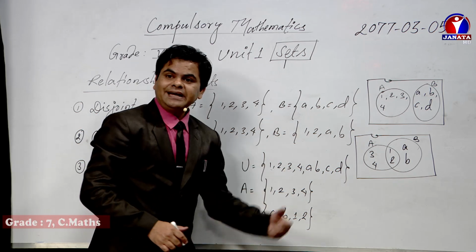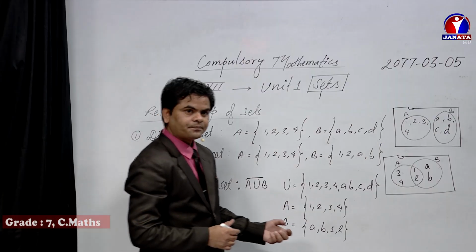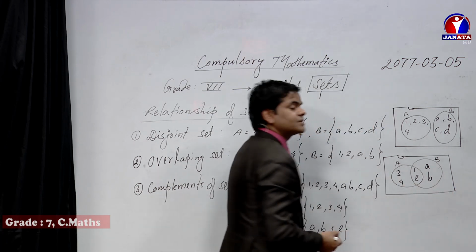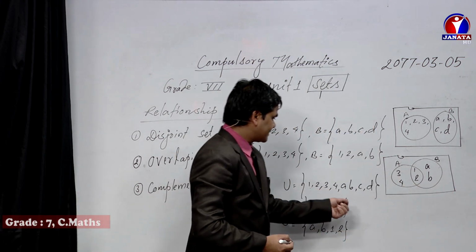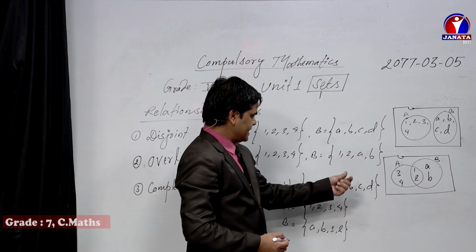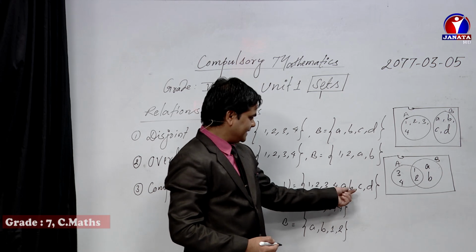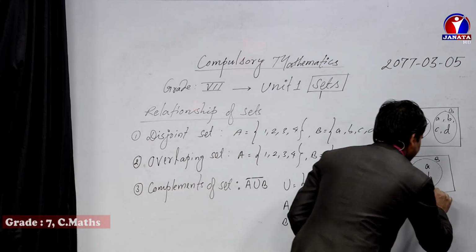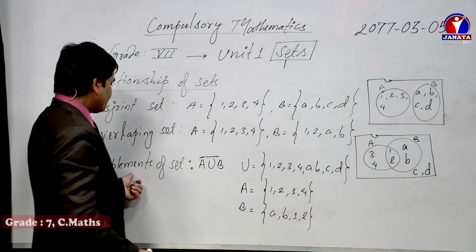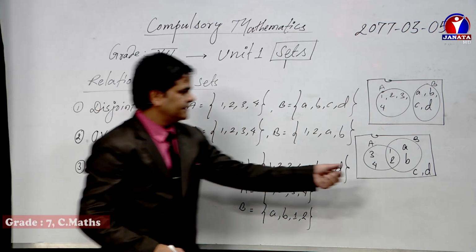Now the remaining elements of the universal set should be written outside of the circle. Then what are the remaining elements? 1, 2, 3, 4 we have already substituted. a, b we have already plotted. Now remain c and d. So c, comma d. If you write this, complement of set represents these elements.